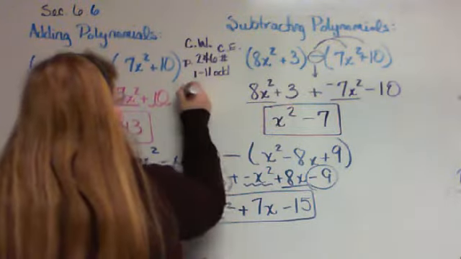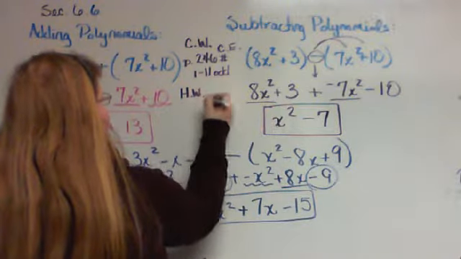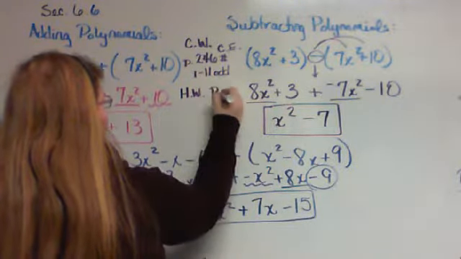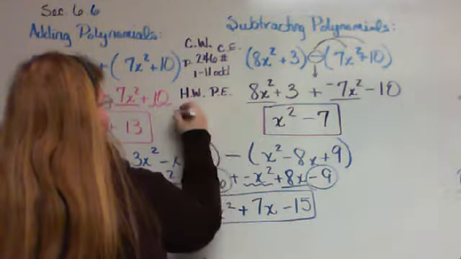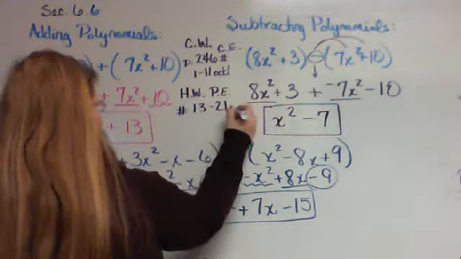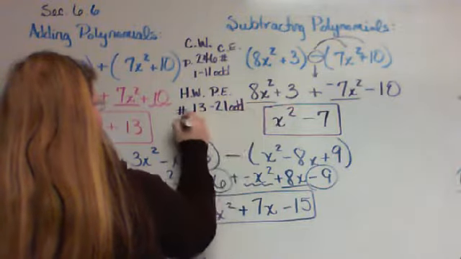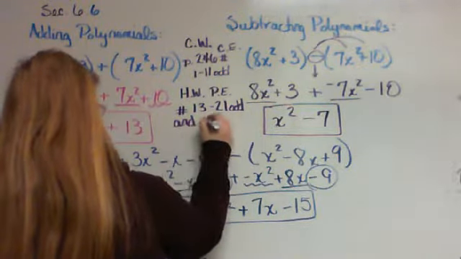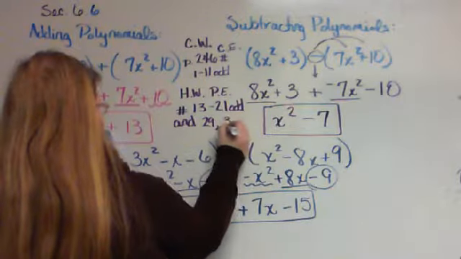Homework: same page, but the practice exercises. Numbers 13 through 21 odd, and 29 and 31.